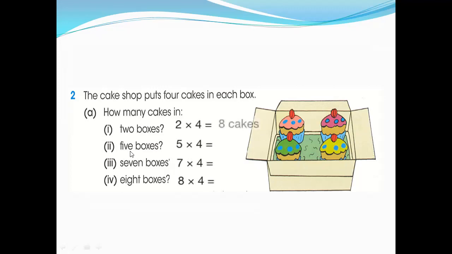Like this, 5 boxes, simple. 5 multiplied by 4, because in one box we have 4 cakes. So 5 multiplied 4, 20. 7 multiplied 4, 28. 8 multiplied 4, 32 cakes. Because in one box we have 4 cakes, each time we need to multiply with 4.